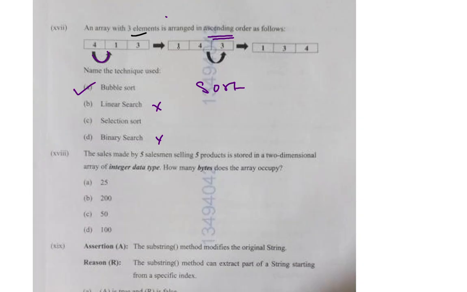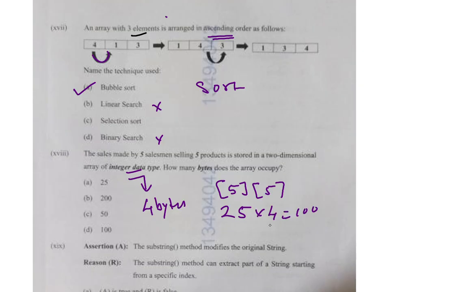Now 5 salesmen sell 5 products, stored in a 2-dimensional array, which is 5 into 5. So total elements will be what? 25. Data type is what? Integer. Integer occupies how many bytes? 4 bytes. So 25 into 4 will become 100. So how much space will it occupy? 100.